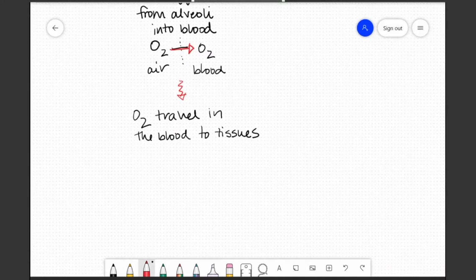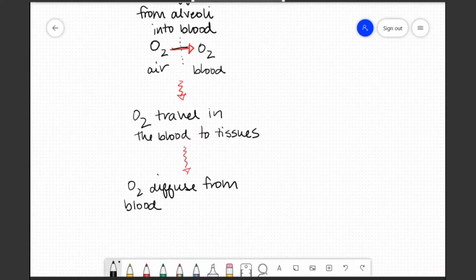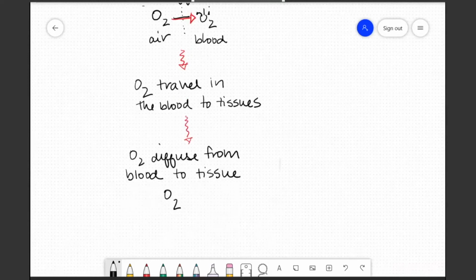And then what is going to happen, after we go through that step, is the O2 will diffuse again. It will diffuse from the blood, now that we've arrived down at the tissue, to the tissue itself. So now we're actually getting to where we need to go. When that oxygen goes from our blood, O2, at this point we are in our blood.